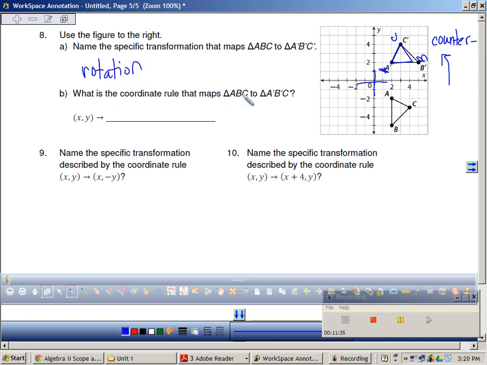What is the coordinate rule that maps it? Well, if you went 90 degrees this way, if this is x comma y, then this is negative y comma x, so it was negative y comma x. What if you went the other way, 270, what would it have been? It would have been y, negative x, exactly. If you would have went the other way, it would have been that.